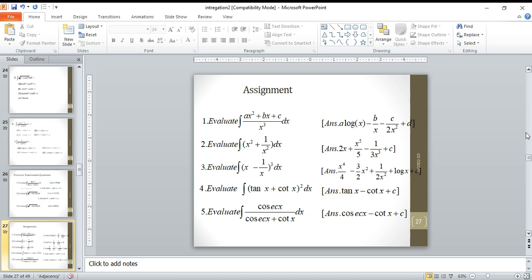These are simple. For x square plus 1 by x square, it is a simple way. For x minus 1 by x whole cube, apply the a minus b whole cube formula. The fourth one is a plus b whole square formula. It will give tan square x and cot square x, but convert tan square x to secant square x minus 1 and cot square x to cosecant square x minus 1. It will give an easy answer. Evaluate cosec x by cosec x plus cot x. The fifth one is to rationalize: multiply and divide with cosec x minus cot x.